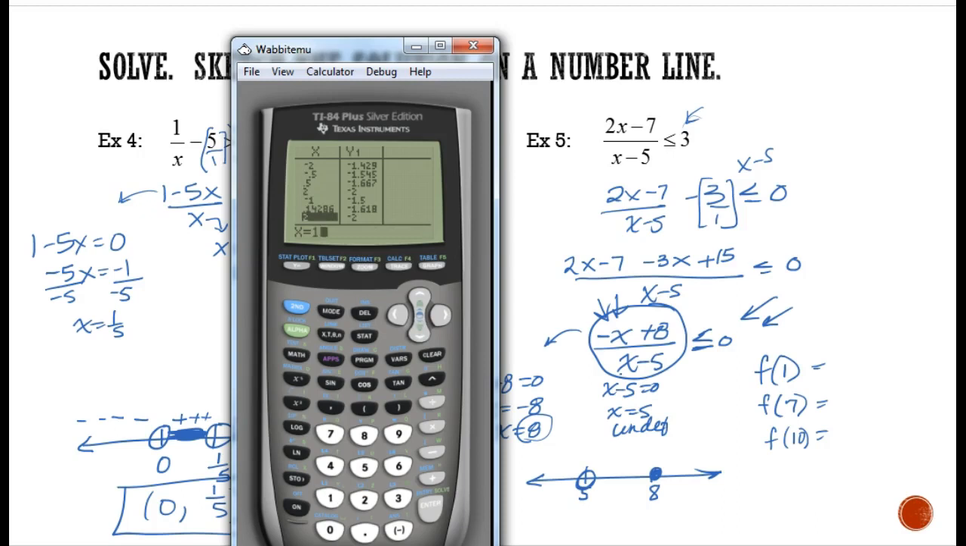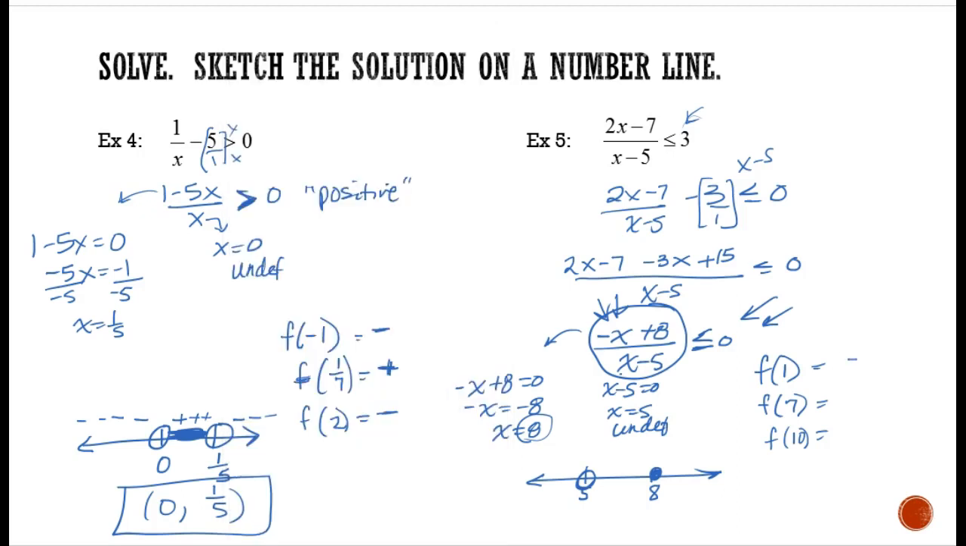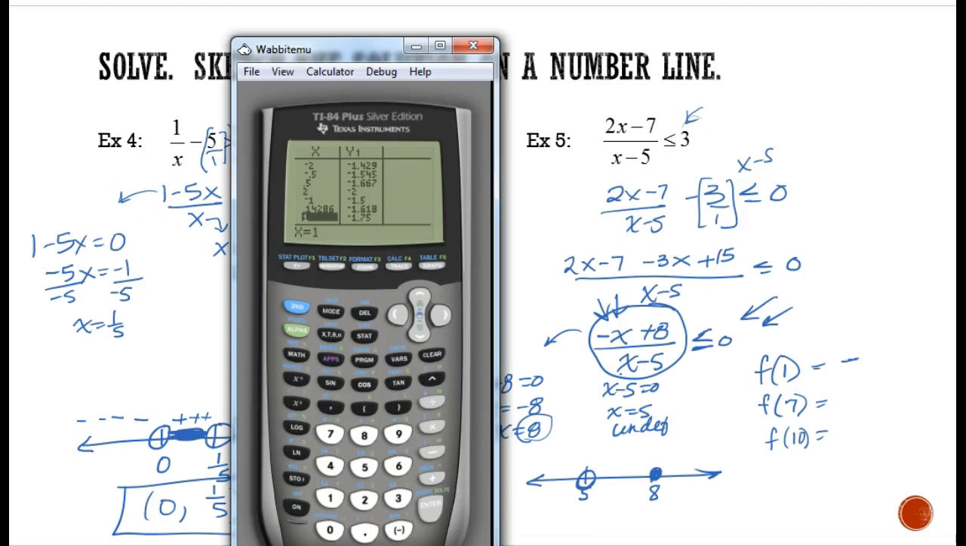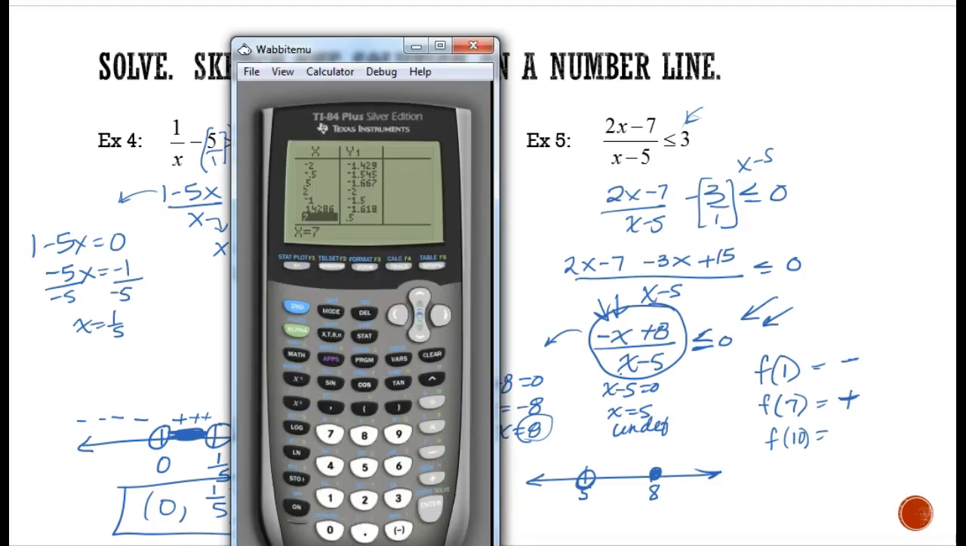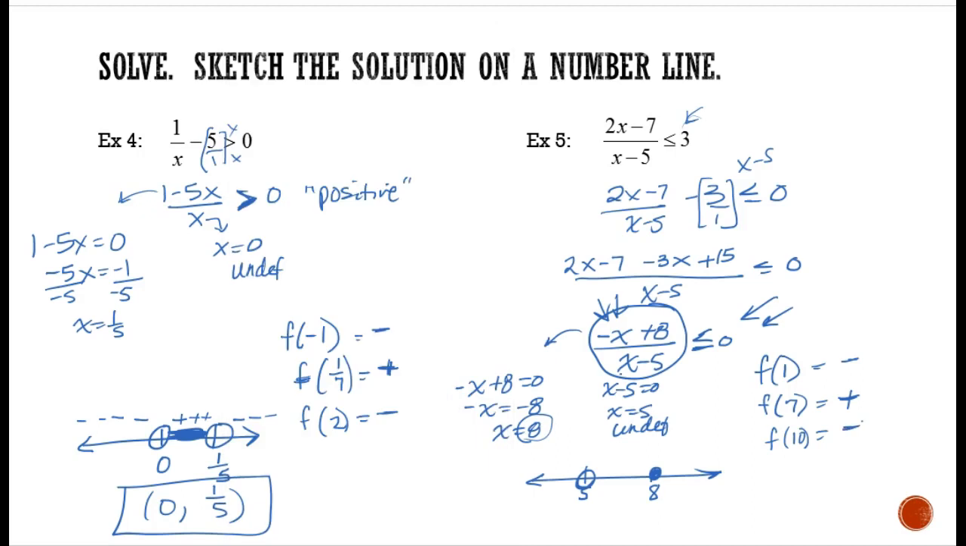All right, so let's see what happens if I put in a 1. Notice my result comes out negative. What happens if I put in a 7? The result comes out positive. And let's see what happens if I put in a 10. It is negative. All right, so what happened here? This region over here is negative, between them is positive, and this part's negative.